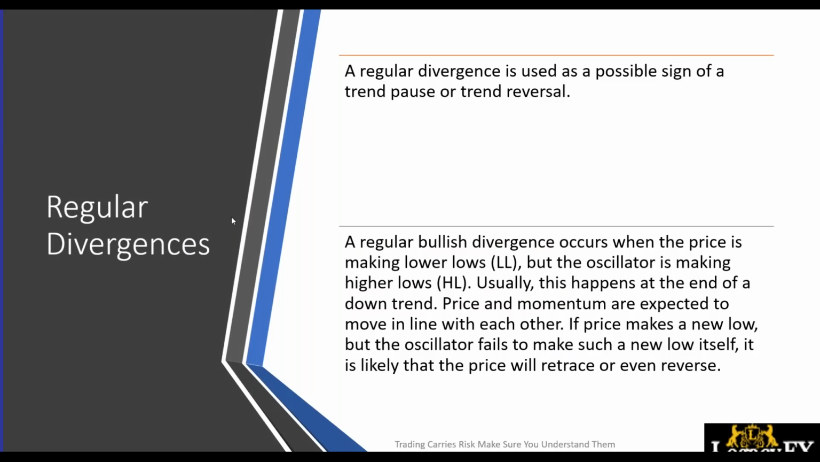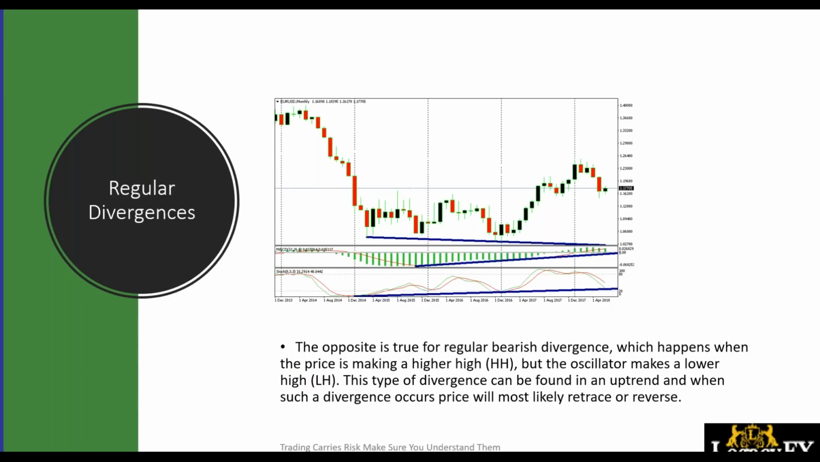So a regular divergence is used as a possible sign of a trend pause or a trend reversal. A regular bullish divergence occurs when the price is making lower lows, but the oscillator is making higher lows. Usually this happens at the end of a downtrend. Price and momentum are expected to move in line with each other. If the price makes a new low, but the oscillator fails to make such a new low itself, it is likely that the price will retrace or even reverse.